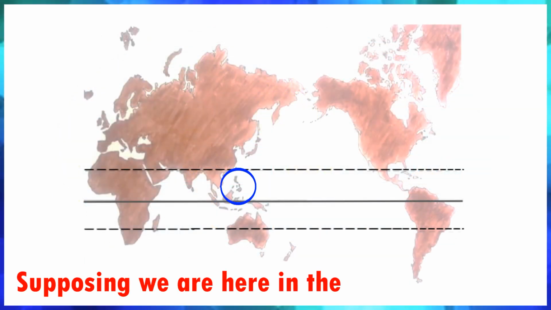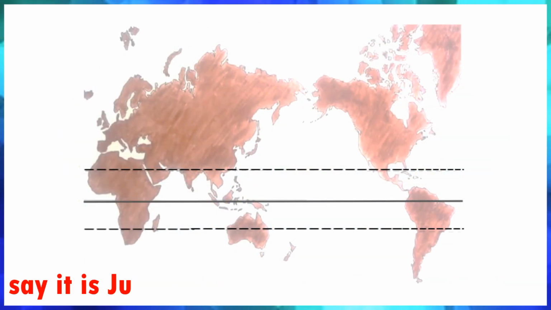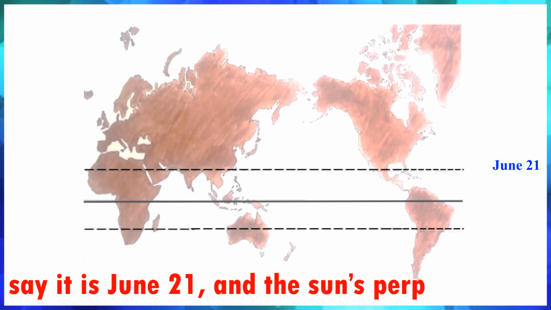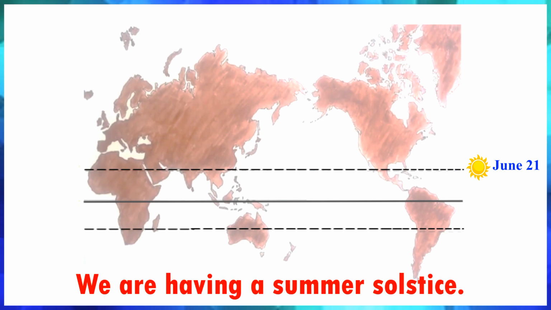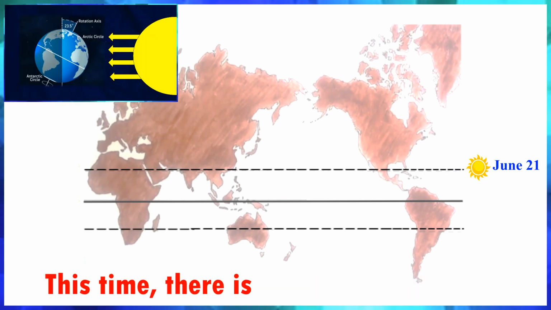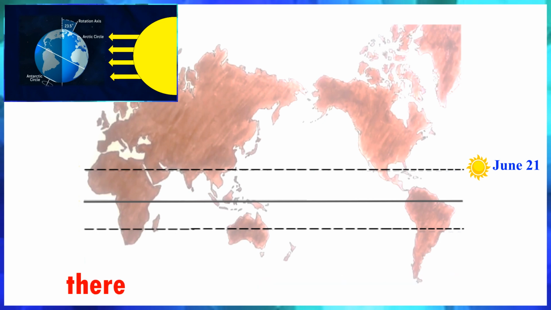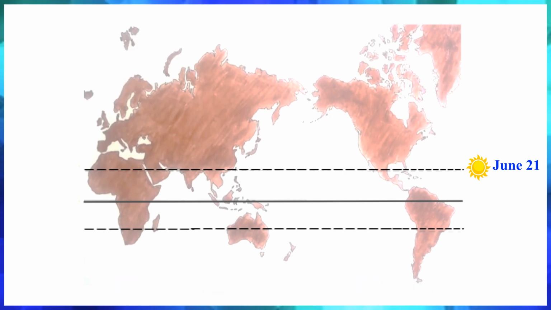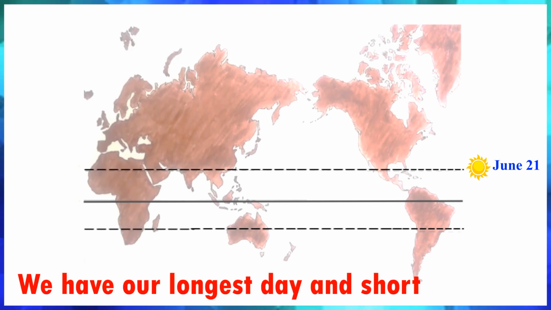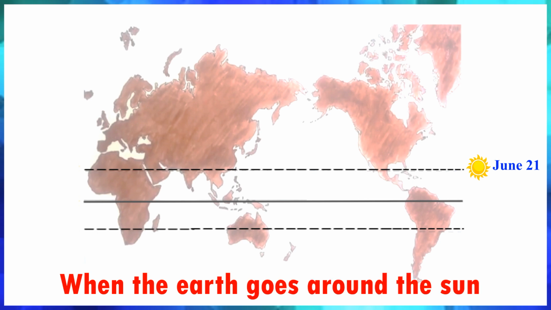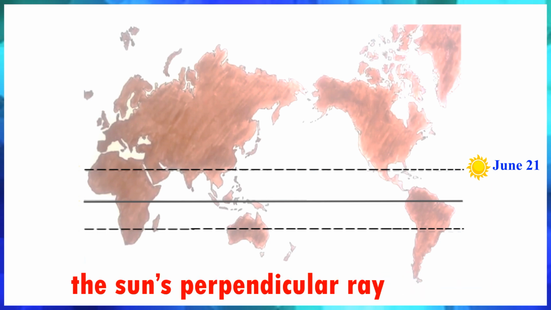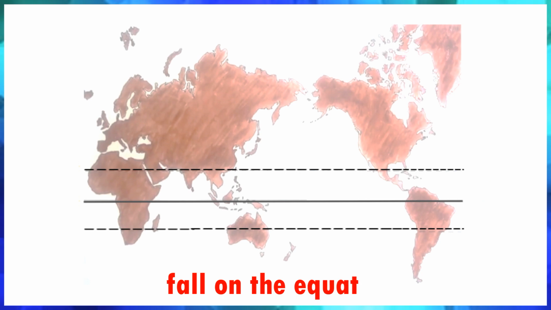Supposing we are here in the Philippines, let's say it is June 21, and the Sun's perpendicular rays fall on the Tropic of Cancer. We are having a summer solstice. This time, there is at least one day here when there are certain parts of the Earth that won't receive nighttime. We have our longest day and shortest night. When the Earth goes around the Sun, the perpendicular rays slowly fall on the equator.